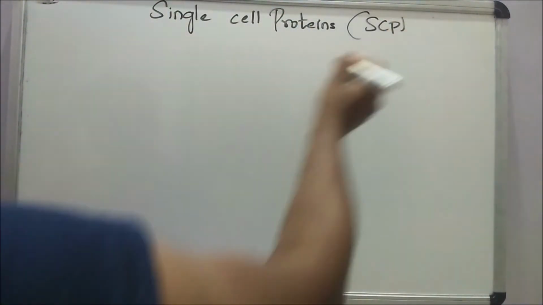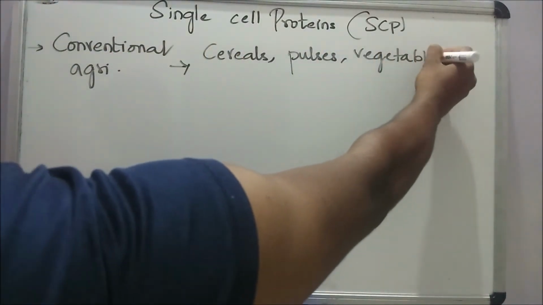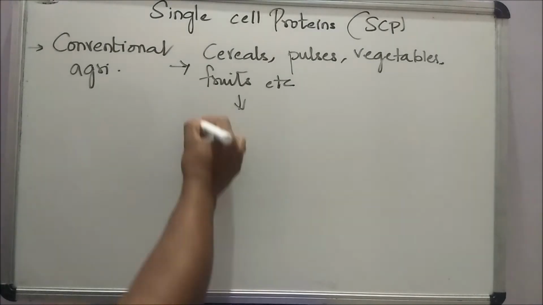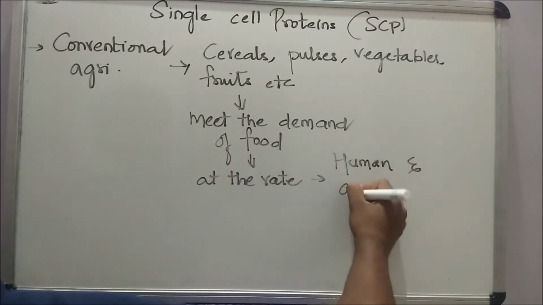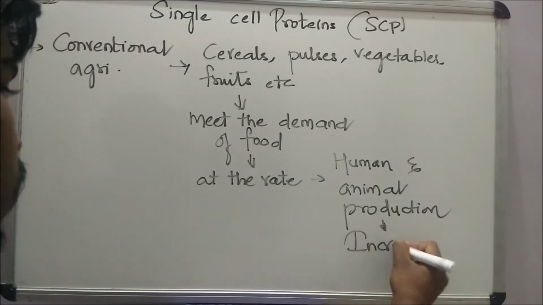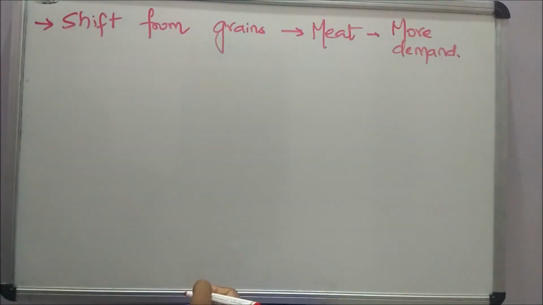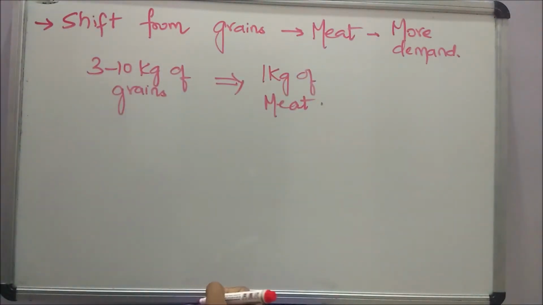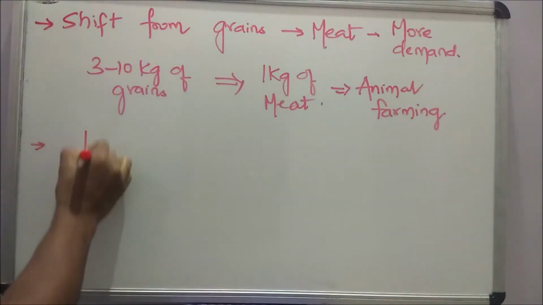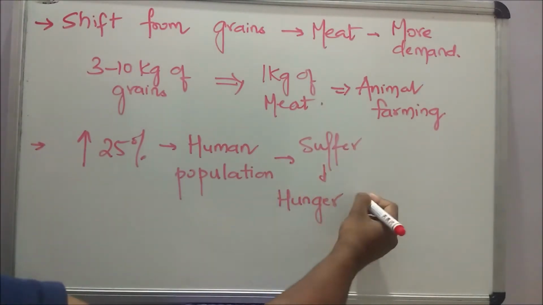Now let's learn about single cell protein, called SCPs. Conventional agricultural production of cereals, pulses, vegetables, fruits, etc. may not be able to meet the demand of food at the rate at which human and animal population is increasing. The shift from grain to meat diets also creates more demand for cereals as it takes around 3 to 10 kgs of grain to produce 1 kg of meat by animal farming. More than 25% of the human population is suffering from hunger and malnutrition.